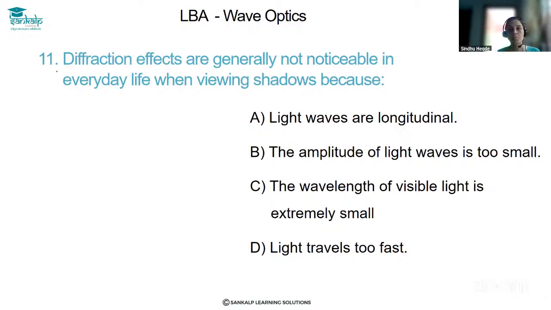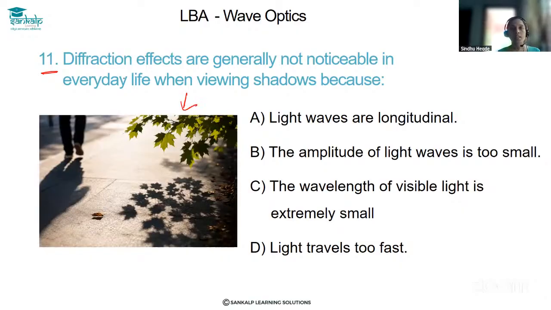Let us see question number 11. Diffraction effects are generally not noticeable in everyday life when viewing shadows because option A, light waves are longitudinal. Option B, the amplitude of light waves is too small. Option C, the wavelength of visible light is extremely small. And option D, light travels too fast.